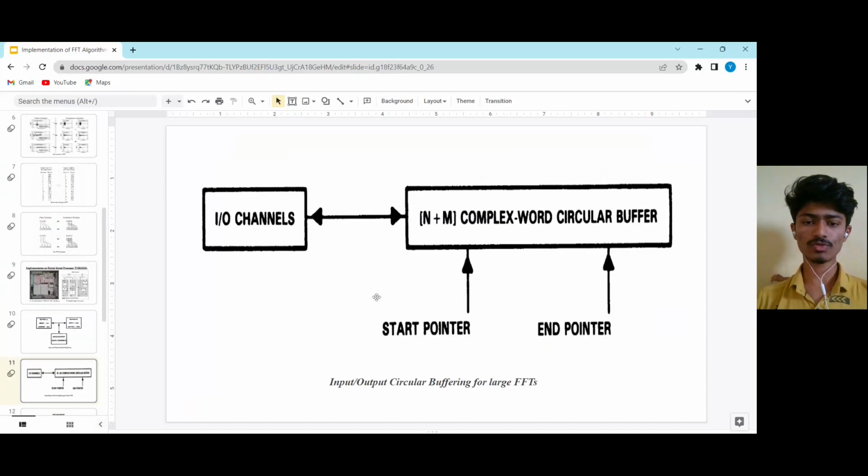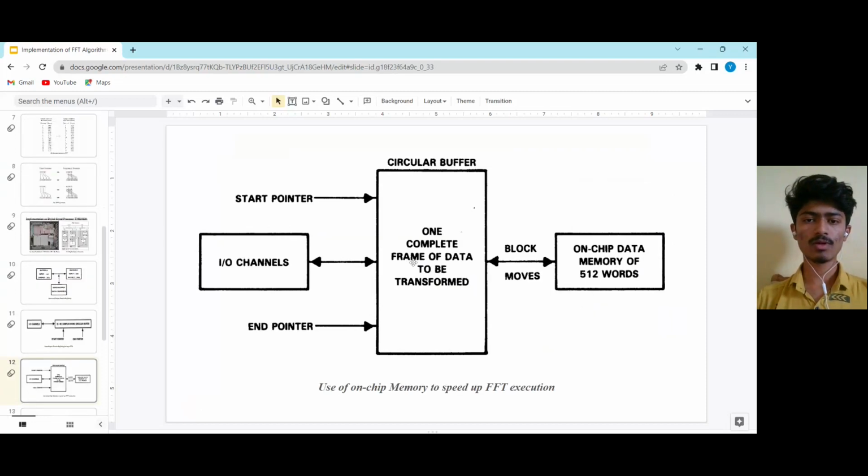Now this figure shows the input output circular buffering for large FFTs. That is, for large FFTs there are so many samples, so we require this. The input output channels are these, and this goes to the complex word circular buffer. And you can see that there is an input with a start pointer and an end pointer. Now let's see this. This is the on-chip memory to speed up FFT execution. As you know, FFT is a very fast algorithm, so it uses on-chip memory to speed up its execution.